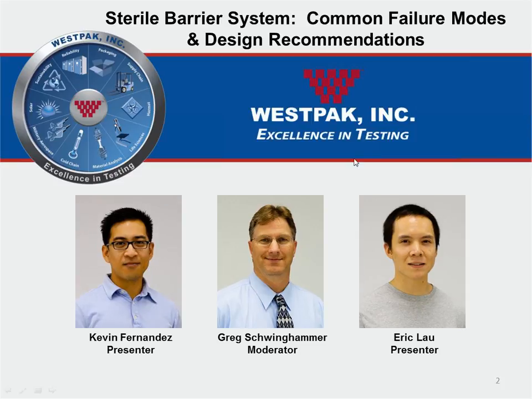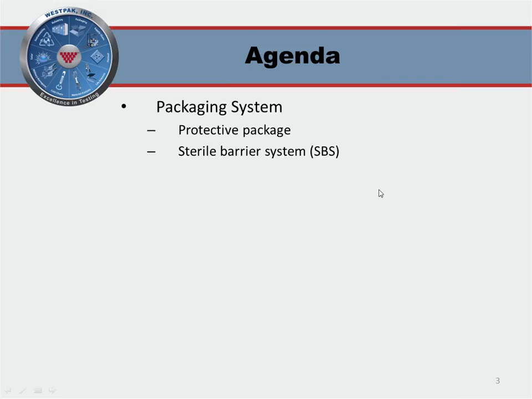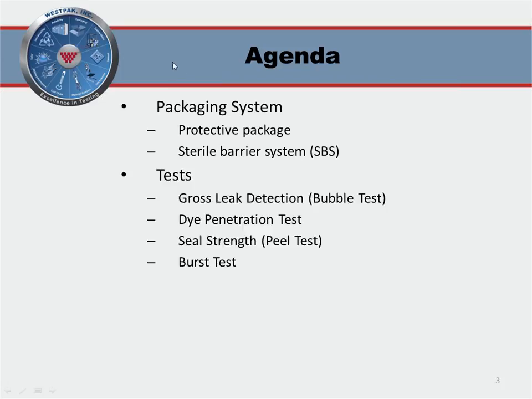So here's our agenda for this webinar. First, we will define a package system, protective packaging, and the sterile barrier system. We will briefly explain the different types of sterile barrier tests: the gross leak detection, also known as a bubble test or a bubble leak test, the dye penetration test, the seal strength test, also known as a peel test, and the burst test. Technically, seal strength and burst tests aren't really integrity tests per se, but they are related since low values with either test can lead to integrity breaches during distribution or distribution testing.